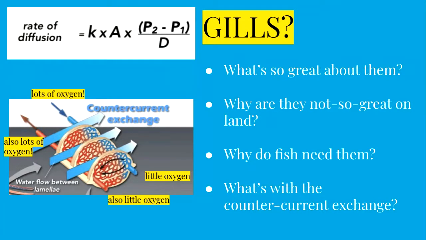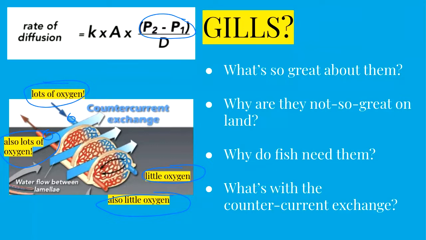So you see, when the water has a lot of oxygen, the blood also has a lot of oxygen. And when the water has little oxygen, the blood also has little oxygen. So what that means is that this P2 minus P1, the difference in partial pressure of the oxygen in the water and in the blood, is going to stay pretty much the same, so that the diffusion rate doesn't change. It stays efficient throughout the whole gill lamellae.